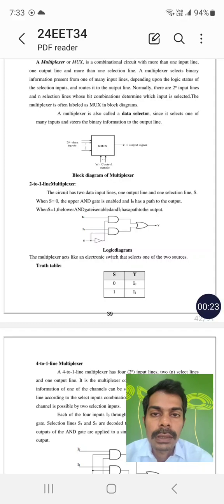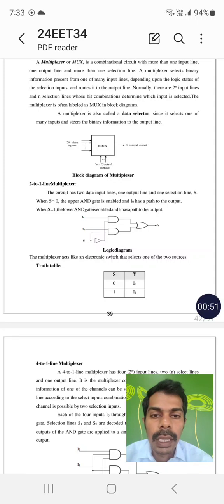A multiplexer selects the information present from any one of the input lines depending upon the logic status of the selection inputs and routes it to the output line. Normally, there is the equation that 2 power n is the input lines and n is the selection line and 1 is the output. So the equation can be written as 2 power n is to 1. 2 power n is the input and n is the selection line.